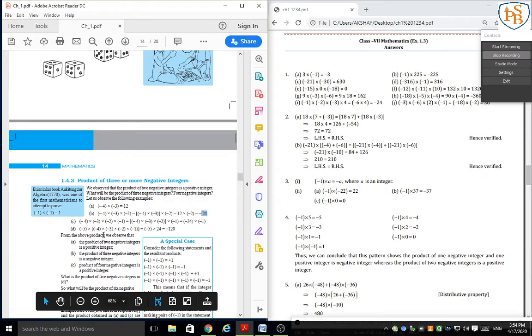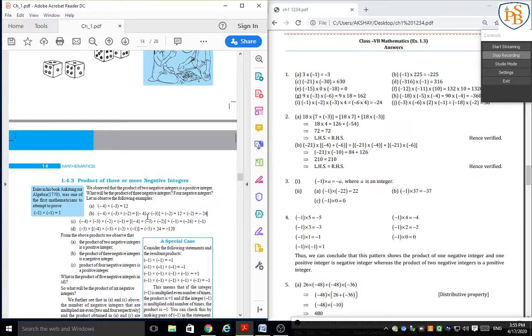Already in the first video we have studied that if any multiplication carries an even number of negative integers, it will show a positive integer as the answer. And if any multiplication carries an odd number of negative integers, it will show a negative integer as the answer. In this example B, negative 4, negative 3 and negative 2, there are 3 negative integers, and 3 is an odd number, so I have to give here a negative sign.